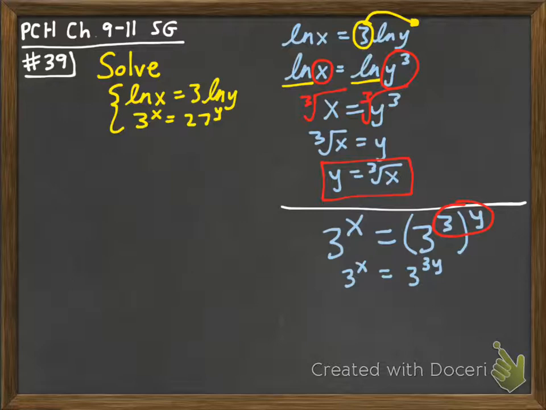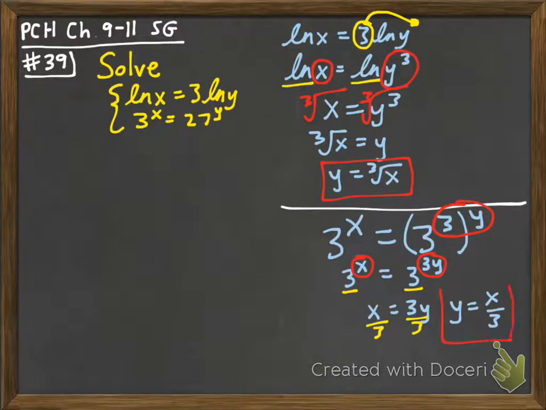Now, just like in the other problem where we had logs, in this one the bases are the same. Anytime on both sides of the equal sign you have the same base, that means the exponents have to be the same. So we just rewrite the equation dropping the 3's, because the exponents have to be the same, and that way we can solve for y, dividing both sides by 3. We get y equals x over 3. So x over 3 is one value for y.